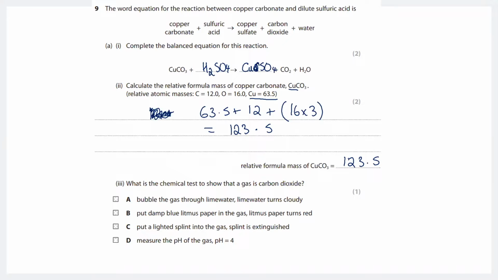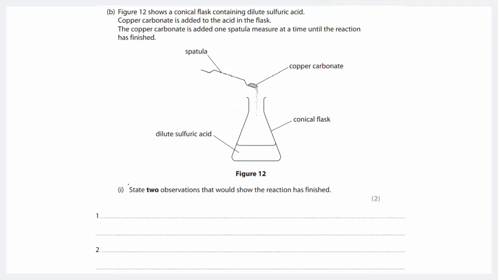What is a chemical test to show that a gas is carbon dioxide? So pH of the gas, pH is 4. No, because that would be an acidic gas. That could be chlorine. Put a lighted splint, it is extinguished. Could be. Okay. Put a damp blue litmus paper. No, that's chlorine again, because it's acidic. Bubble the gas through lime water. Lime water turns cloudy. So that one is a test for carbon dioxide.